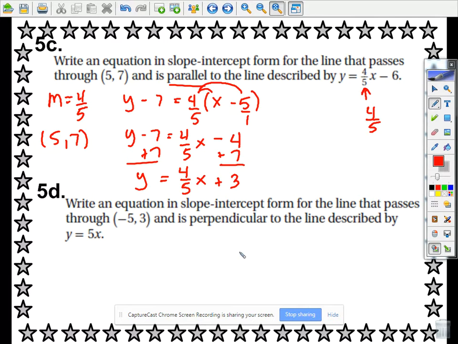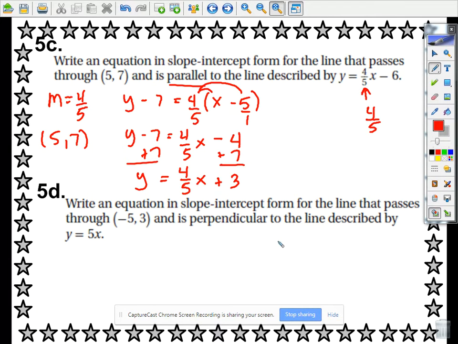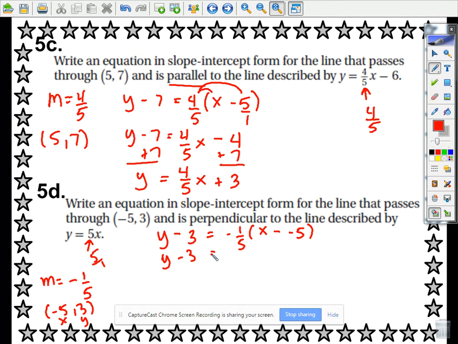And last but not least, now we're going to form a line that is perpendicular. The slope of this line is 5. So my new slope is going to be negative because this one is positive. This is 5 over 1, so this is going to be 1 over 5. The point that we're plugging in is (-5, 3). So there's an x and a y. So I plug in my values in point slope form. Y minus 3 equals negative 1/5 times x minus negative 5. So we have y minus 3 equals negative 1/5 times x plus 5 because subtracting a negative is like adding the opposite.